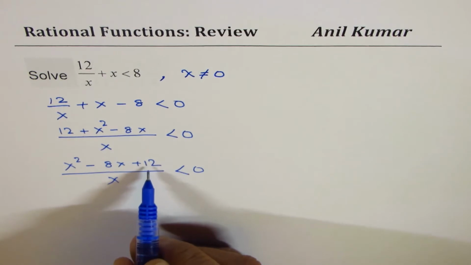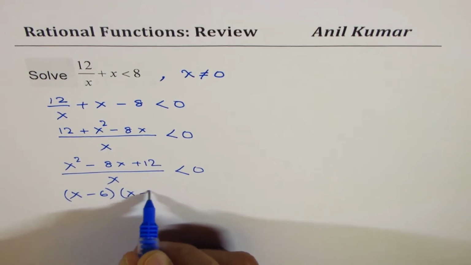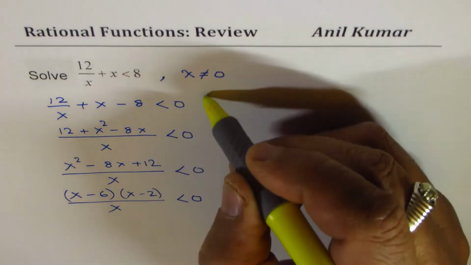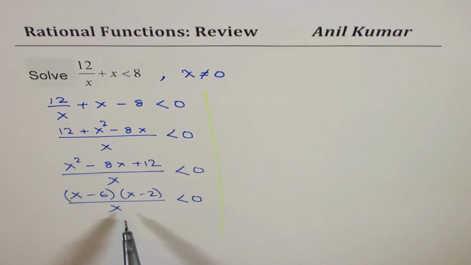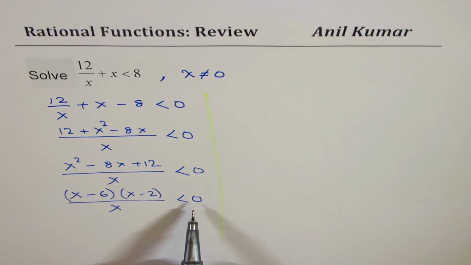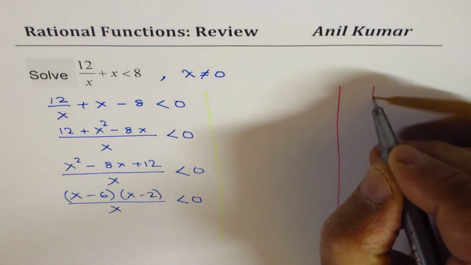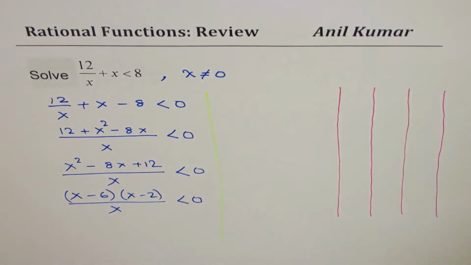Factor. Product of 12: 6 and 2. Okay, so it goes (x minus 6)(x minus 2) over x less than 0. So we get the inequality in terms of factored form, correct? Now I will discuss how to solve such inequalities. We are looking for intervals where the value of the function on the left side is less than 0, or negative. So we begin by finding zeros and discontinuities, right? We begin with finding zeros in the numerator and denominator.